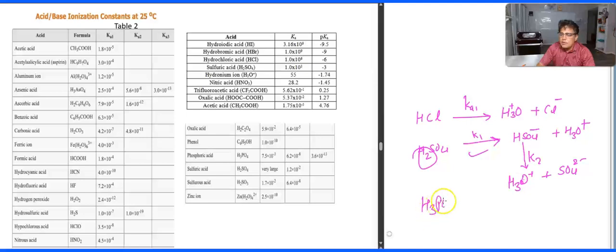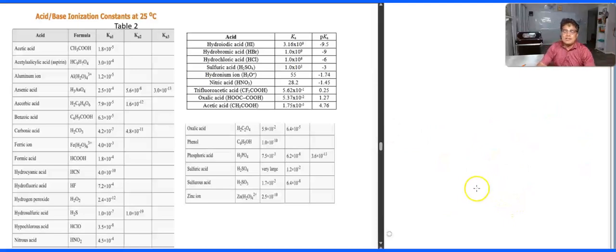H3AsO4, for example, arsenic acid: see, there are 3 protons, that's why you have 3 Ka values, Ka1, Ka2, Ka3. Always you will see that K1 is the largest. The first hydrogen release is the strongest. Look at that, it is 10 to the minus 4, then Ka2 is 10 to the minus 8, Ka3 is 10 to the minus 13, each two orders less, right? Similarly, for phosphoric acid, as I was saying previously, H3PO4 has 3 hydrogens, that's why it has 3 acid dissociation constants.